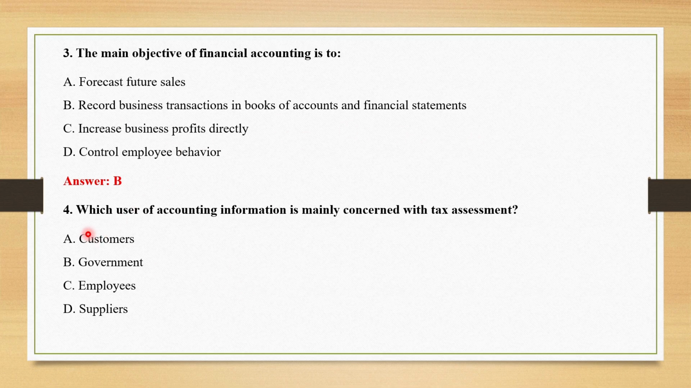Then question number 4: which user of accounting information is mainly concerned with tax assessment? A, customers. B, the government. C, employees. D, suppliers. What is the answer? The answer is B, government. Hope you are doing it well.